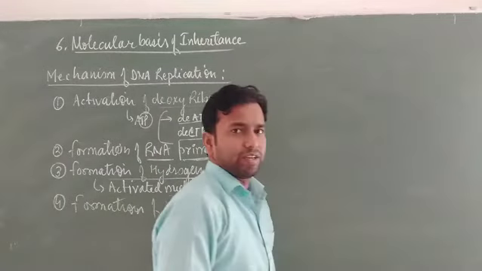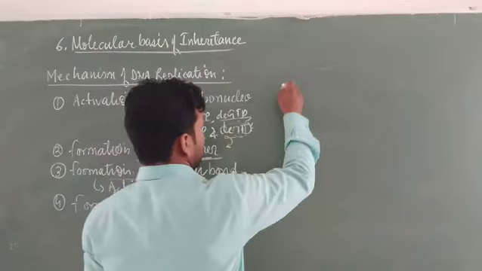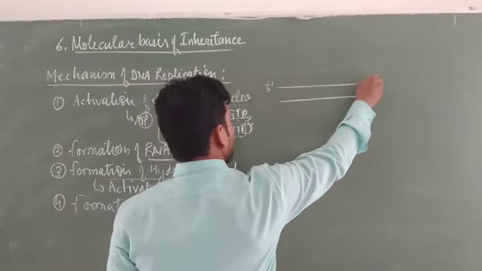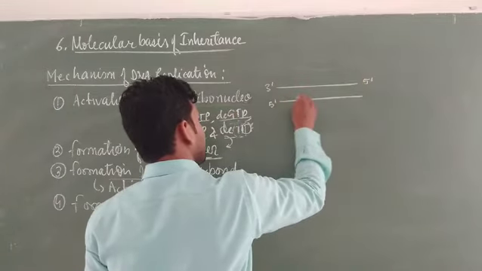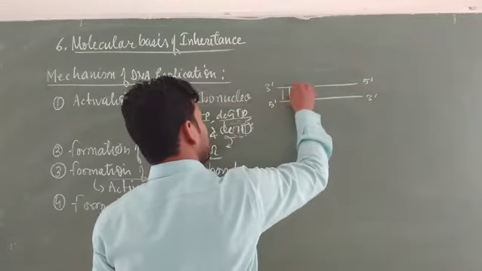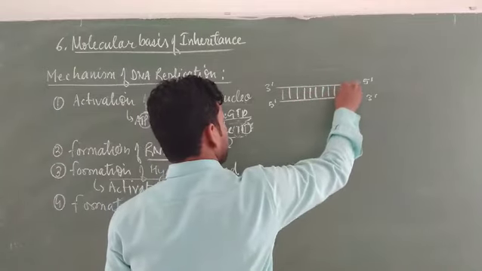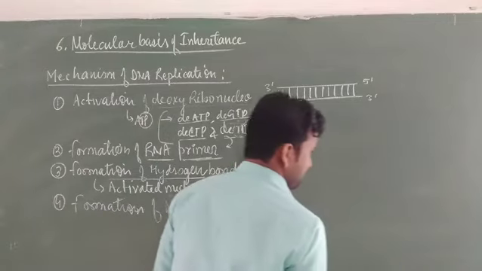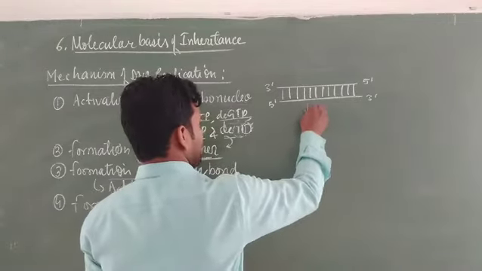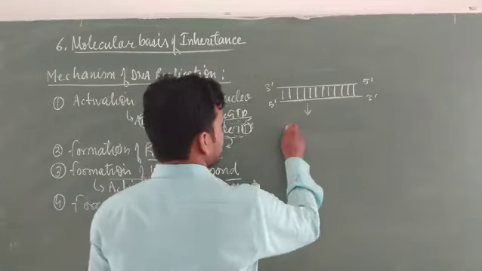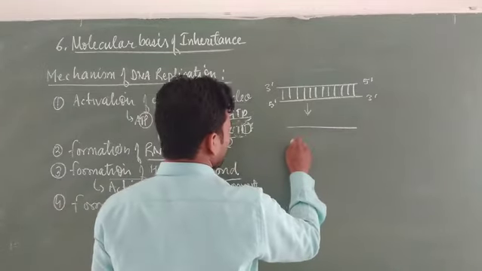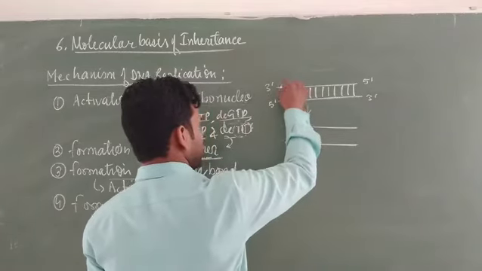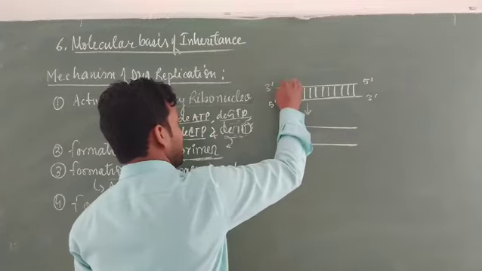DNA replication mechanism. Okay, this is a parent DNA having orientation 3' to 5' end and 5' to 3' end. This is a DNA. Now, in case of eukaryotes, some enzymes come in contact with this DNA and join at the end. Suppose an enzyme known as DNA helicase.